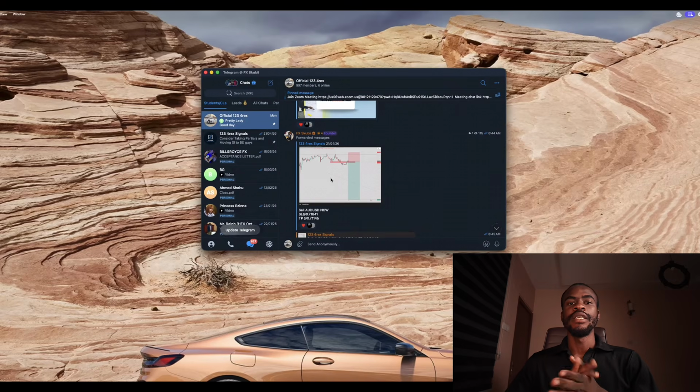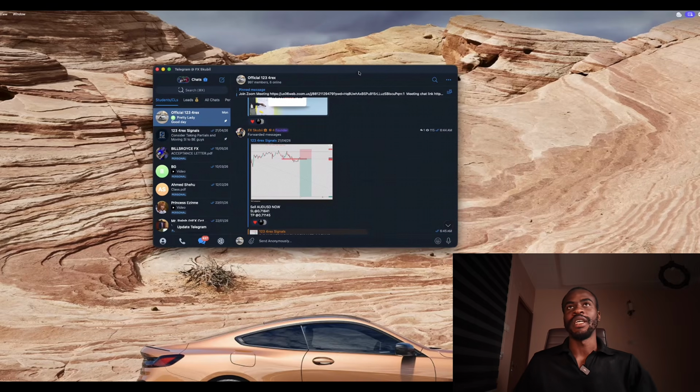So here's a signal I dropped on my free signal community a while ago. Here we're looking to sell AUD USD. Now the instruction was sell AUD USD now, SL, which is stop loss, at 0.71841, take profit at 0.71145. So what you do in this case is you input this into Metatrader.